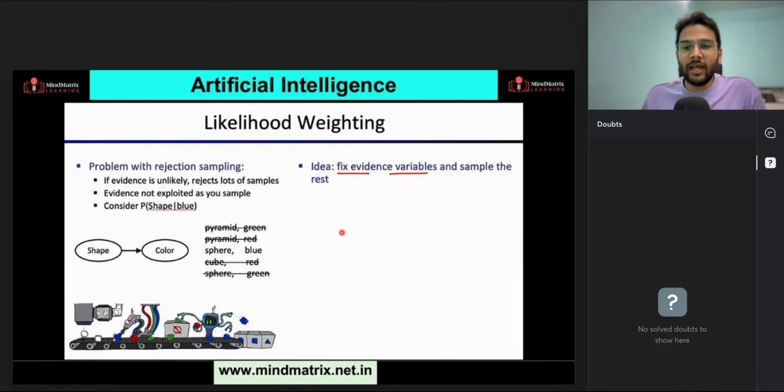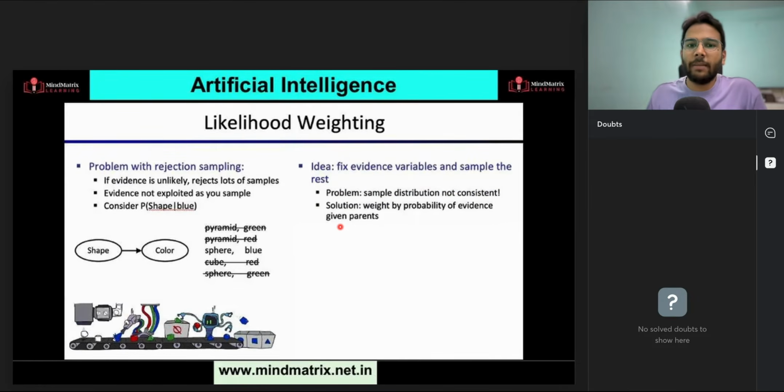When I say fixing the evidence variable, that means I'm fixing this blue, and I'm going to sample the rest. Based on whatever evidence variable I have, let's say the color is blue, I'm going to fix it and based on that I'm going to find out the samples from the rest. Getting the point?